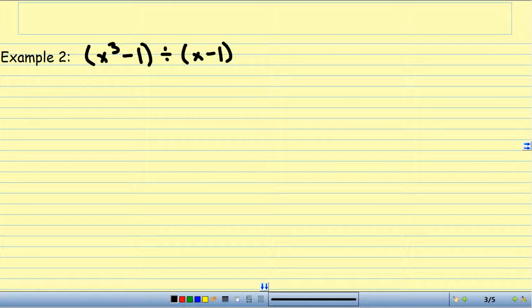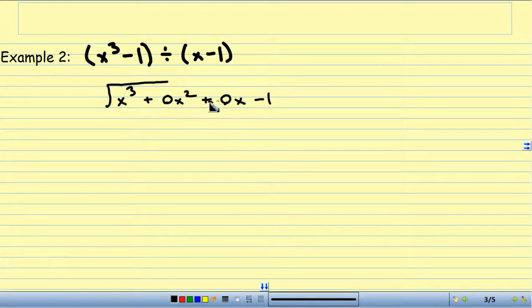So for instance, look right here. I go from x cubed minus 1. Well, what happened to x squareds? What happened to the x's? They're all zeros. So I'm going to put in placeholders. So I'll write this as x cubed plus 0x squared plus 0x minus 1.